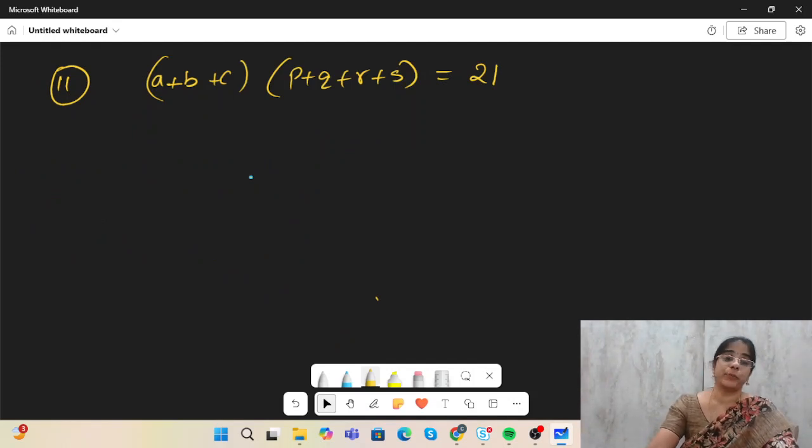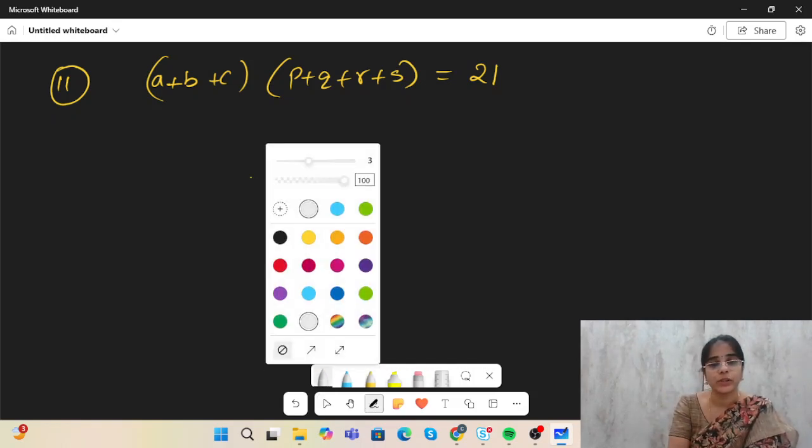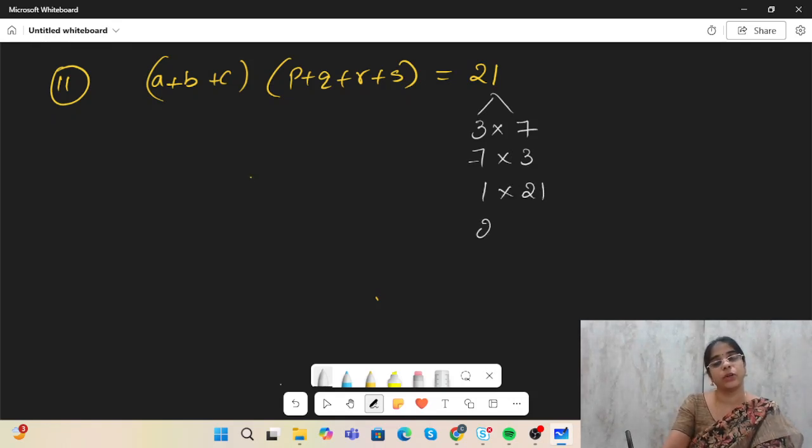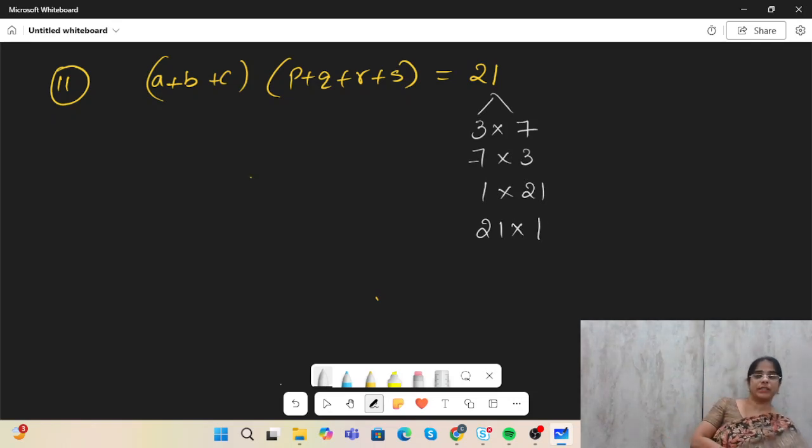Right, now coming for this problem, a plus b plus c times p plus q plus r plus s equal to 21. So do you find product of two entities is 21? In how many ways this can happen? I'm talking about integral solutions only. How many ways can this happen, right? 21, how can you write it? You can write it like 3 into 7 is 21, or 7 into 3 is 21, or 1 into 21 is 21, or 21 into 1 is 21, right?